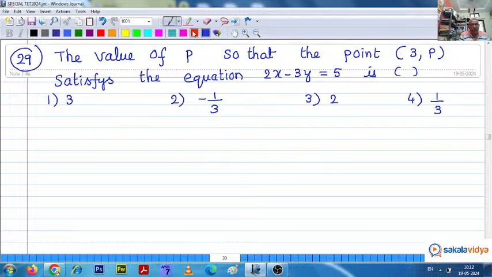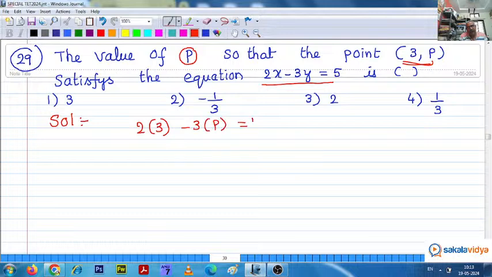So see this question, the value of P so that 3 comma P satisfies this equation. That means 3 comma P is one of the solutions of 2x minus 3y is equal to 5. That means 3 comma P must satisfy 2x minus 3y is equal to 5. So instead of x substitute 3, instead of y substitute P. So since 3 comma P is the solution, 2 into 3 minus 3 into P equals to 5. So 6 minus 3P is equal to 5.